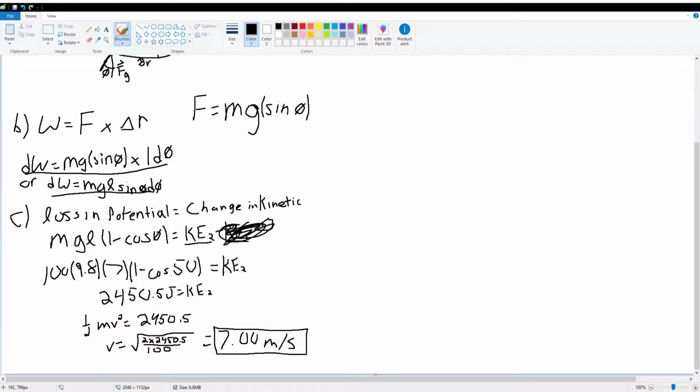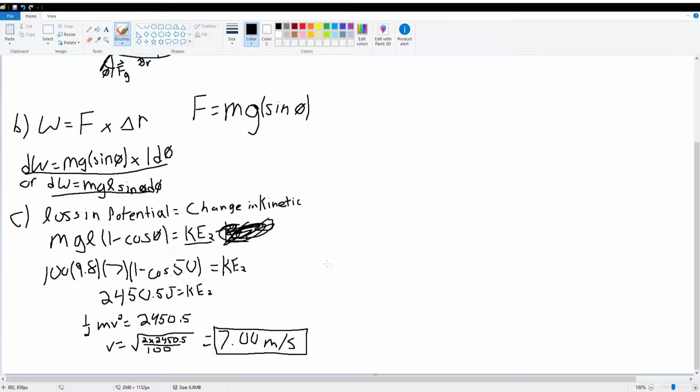So now we just want to plug in. The kinetic energy is going to be equal to the mass, which is 100, times gravity, which is 9.8, times the length, which is 7, times 1 minus cosine of the angle, which is 50. And we get 2,450.5 joules, or 2.5 kilojoules.